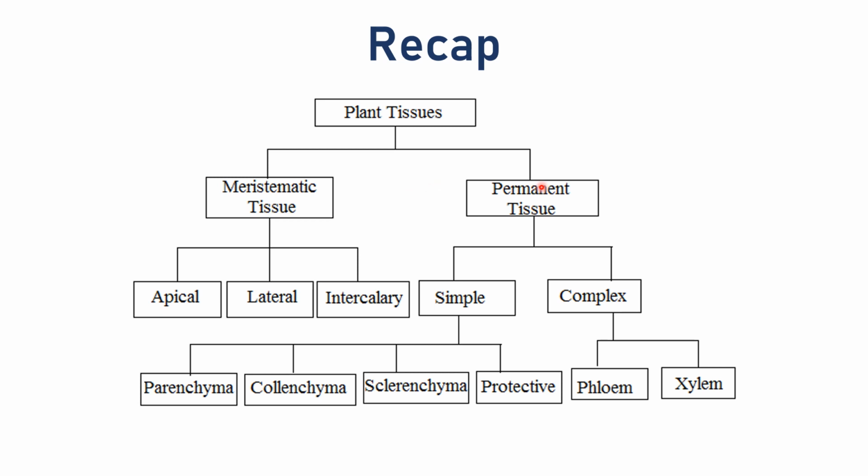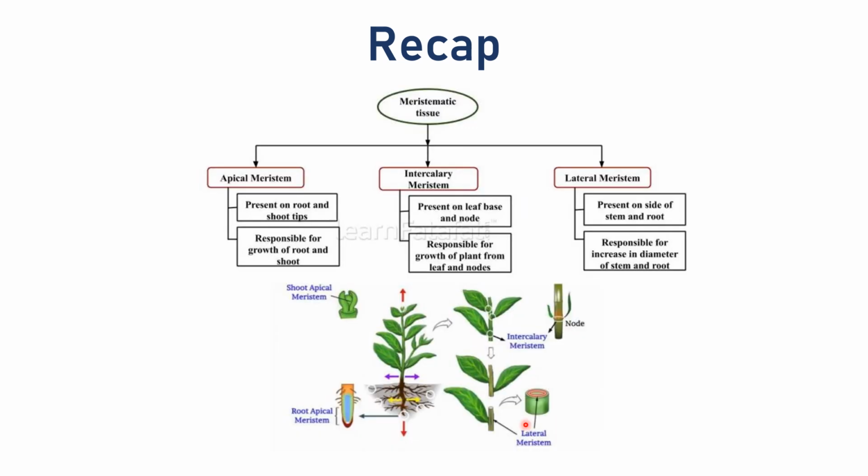And then comes permanent tissue, right? Under the meristematic tissue, we studied about apical tissue, lateral and intercalary, right? And then in permanent tissue, we studied about the simple, that is the parenchyma, collenchyma and sclerenchyma, as well as the protective tissues, right? And then today we are going to do complex tissue. Under that we are going to study about phloem and xylem. Clear, students? Right. So let's have a quick little recap of meristematic tissue.